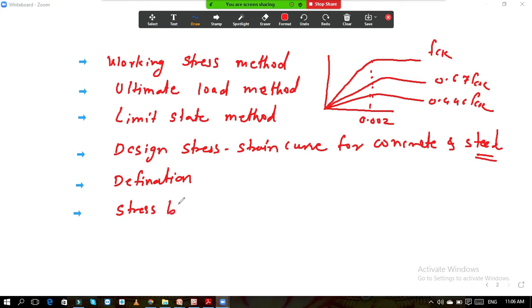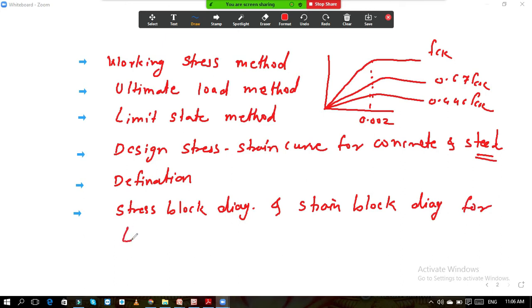stress block diagram and strain block diagram, for the limit state method. So in this we have drawn the strain block diagram and the stress block diagram.